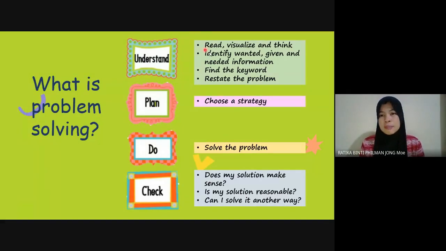Sebenarnya yang ini, understand ni, you are doing it without you really, awak buat tanpa awak sedar sebenarnya. Awak baca, awak keluarkan maklumat, itu maksudnya awak dah masuk dalam step understand.